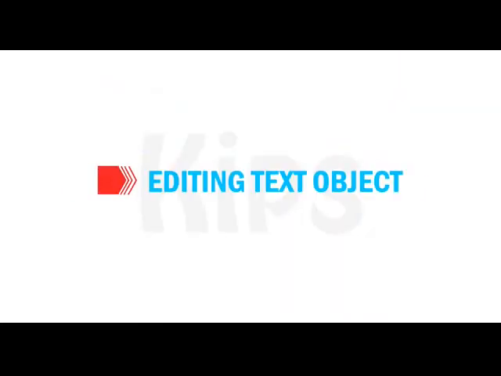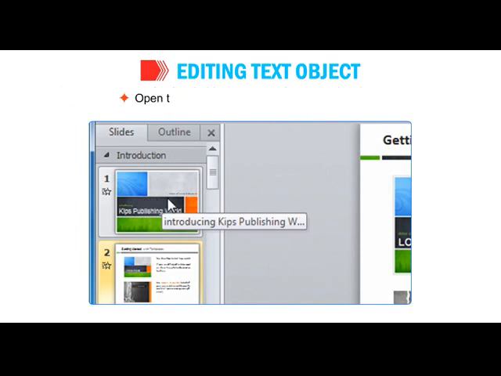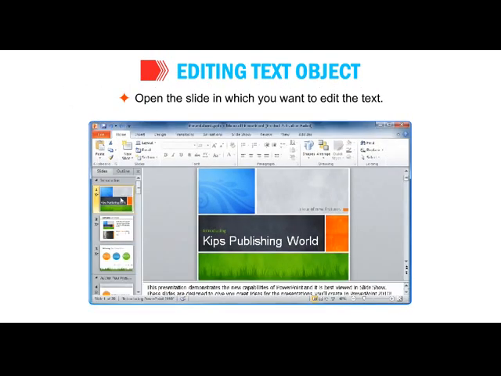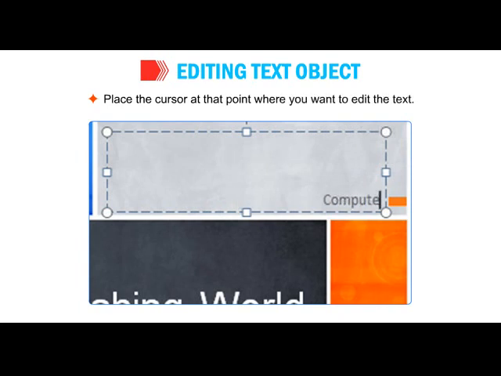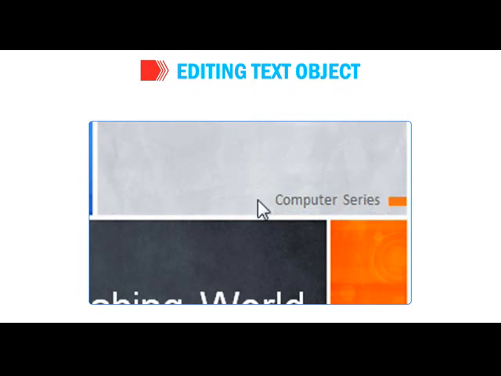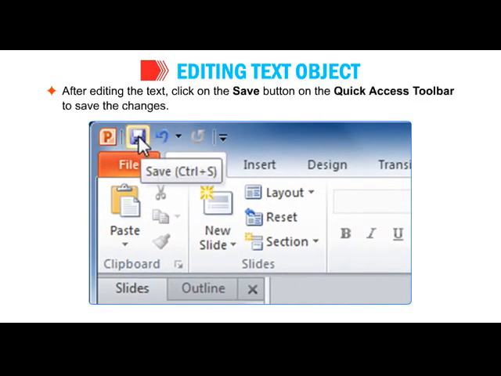Now let us talk about editing text object. It is important to know how to perform basic tasks with text while working in PowerPoint. The text you type in placeholders such as title, subtitle, etc. can only be modified in the normal view. Open the slide in which you want to edit the text. Click on the text. A placeholder will appear. Place the cursor at that point where you want to edit the text. Now make the required changes in the text. After editing the text, click on the Save button on the Quick Access toolbar to save the changes.